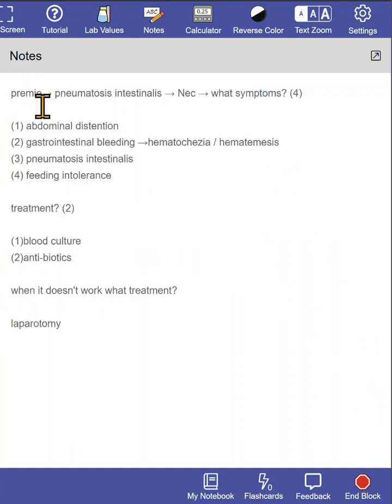So you have a preemie, which is a premature child. I shouldn't say that term, but it's shorter. Pneumatosis intestinalis, and then necrotizing enterocolitis, right?